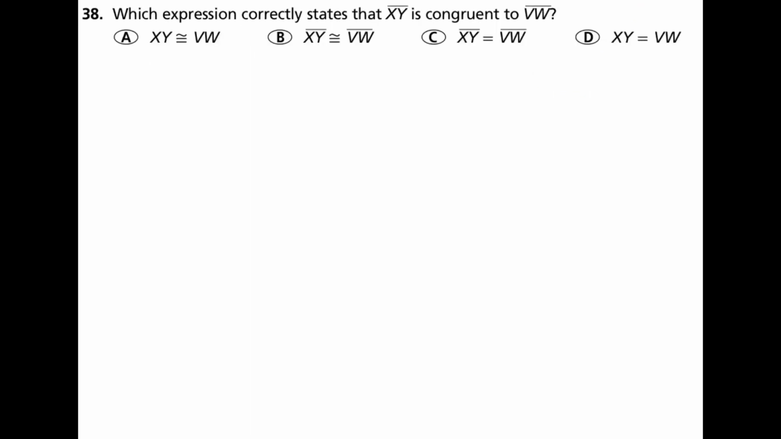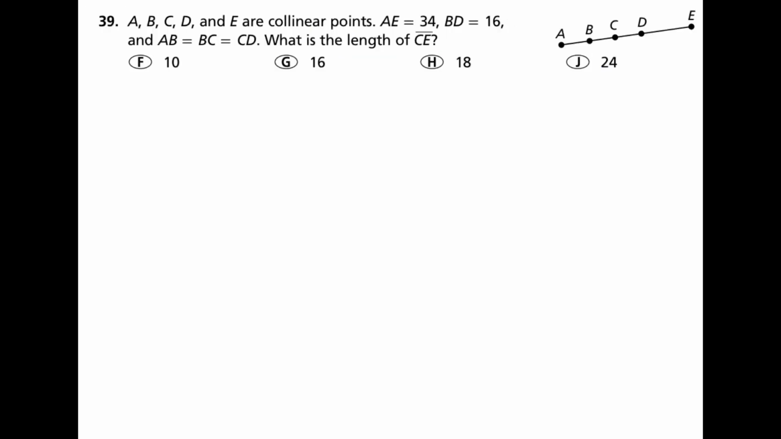For 38, for congruent, we can rule out C and D because they have just equal signs, and we can rule out A because it's missing the segment bars on top of X, Y, and VW. That leaves B.